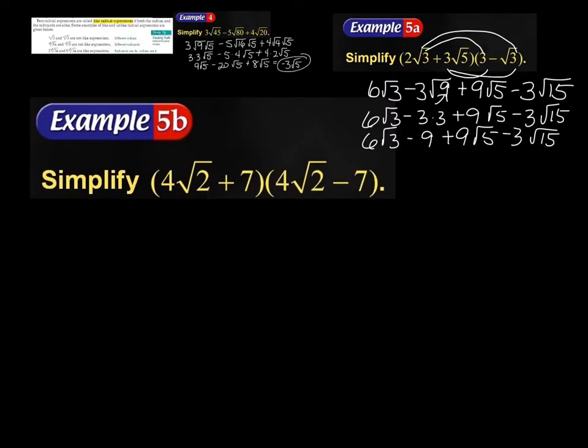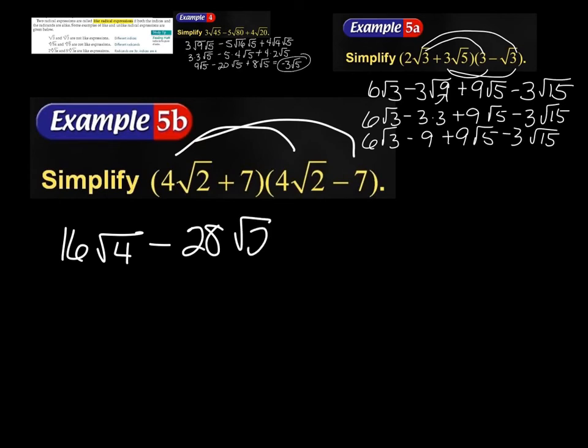Again, we're going to FOIL to simplify. So 4 times 4 is 16. Square root of 2 times square root of 2 is square root of 4. Positive times negative is negative. 4 times 7 is 28 square root of 2. And 4 times 7 is 28 square root of 2. And positive times negative is negative. 7 times 7 is 49.